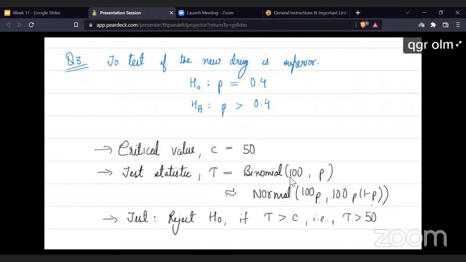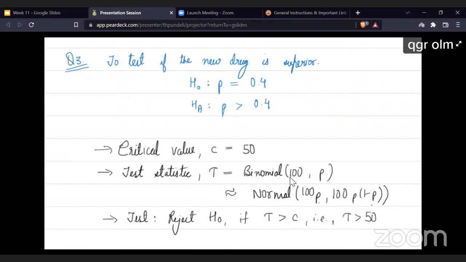Now if we do the normal approximation to this binomial, we know that we can approximate the binomial distribution with n comma p as normal with mean np and variance npq, right? So np becomes 100p and npq becomes 100 times p into 1 minus p. So this is the normal approximation that we have done here.